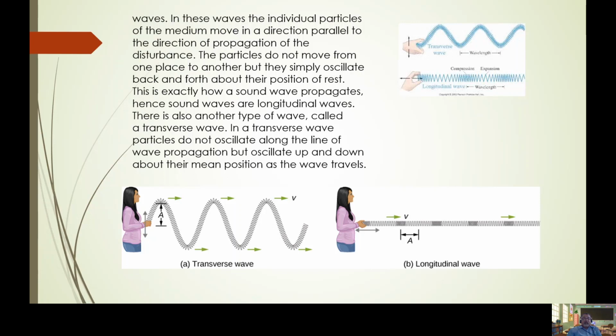There is also another type of wave called a transverse wave. In a transverse wave, particles do not oscillate along the line of wave propagation, but oscillate up and down about their mean position as the wave travels.